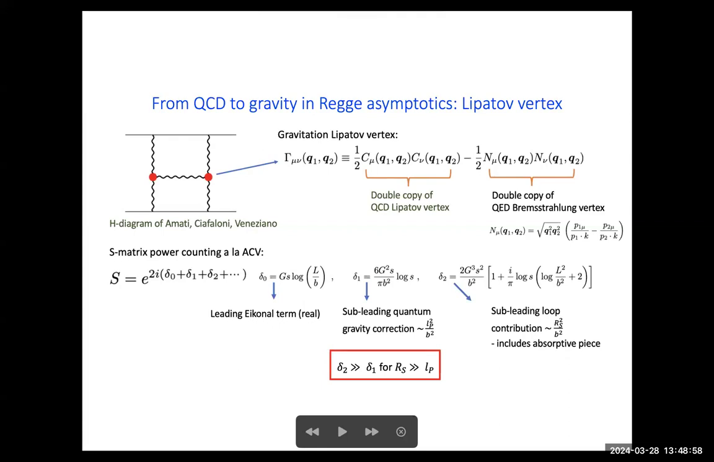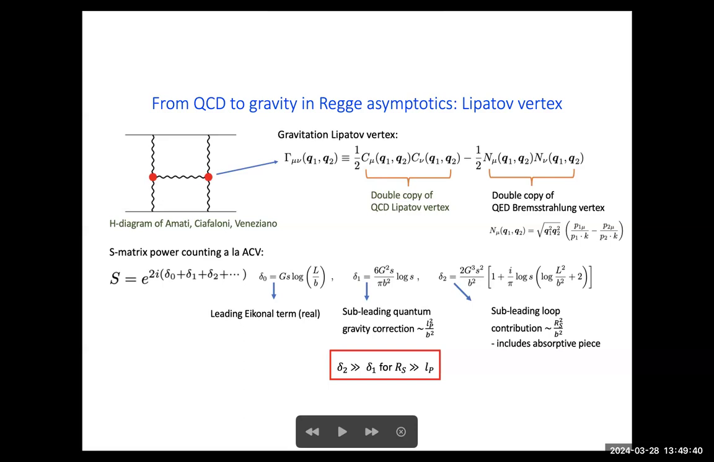So Amati, Ciafaloni and Veneziano had a very nice power counting of how to think about the S matrix in gravity in this kind of language. So you can exponentiate the S matrix in full generality in this way here. So you have your leading term and subleading terms. And this term is nothing but the eikonal phase that I mentioned earlier. It's proportional to G times S. So it's the leading power, G times S. And then this delta 1 is suppressed by the Planck length squared over the impact parameter squared. So at large impact parameters, this is a very small contribution.